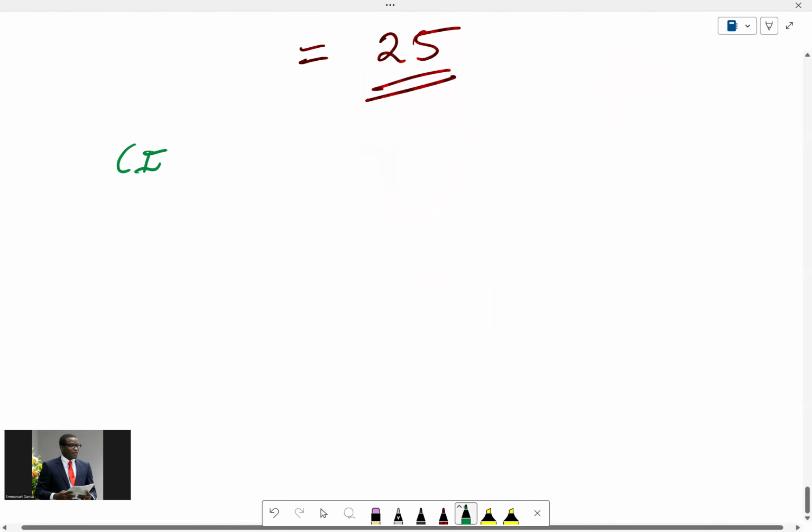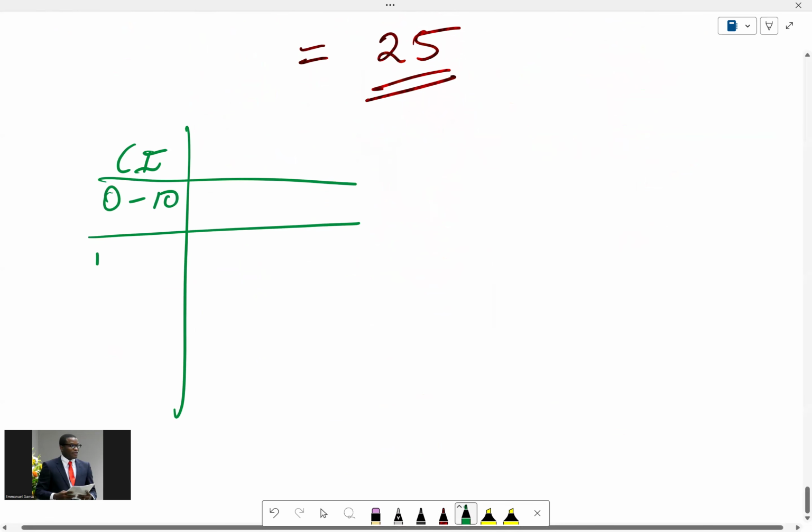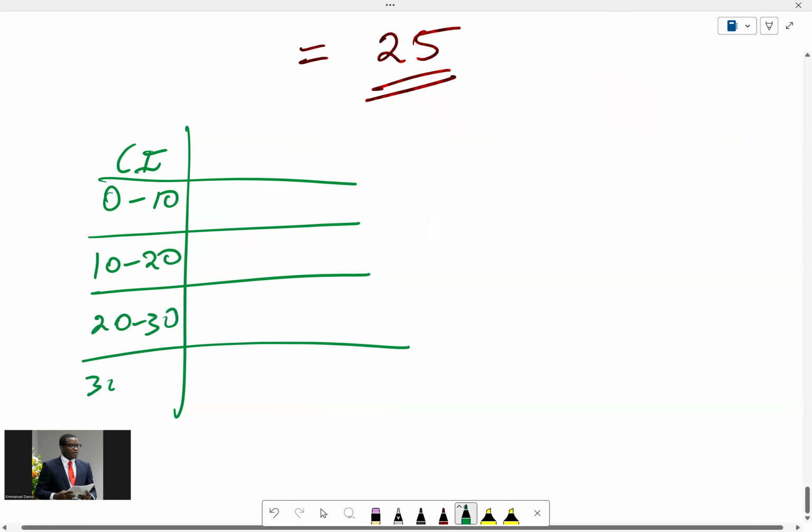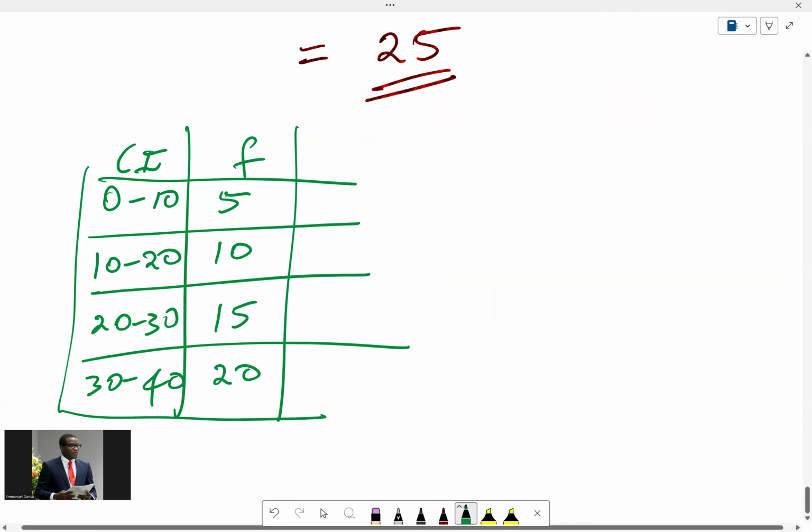So in that case, all you need to do is have your class intervals: 0 to 10 the first, 10 to 20 the second, 20 to 30 the third, and lastly 30 to 40. And you have frequency. Those are the first two things you are given: 5, 10, 15, and 20. These were given from the very beginning. So the next thing you need is the midpoints. So these are your Fis, these are your Mis.